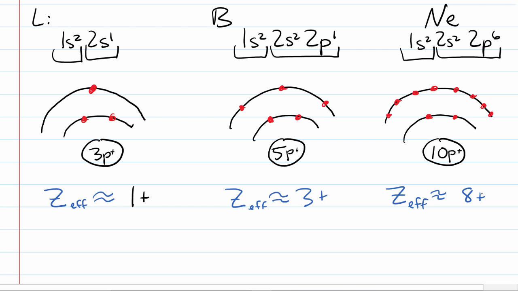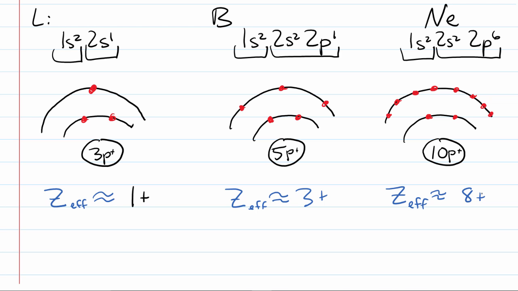8. And why is it 8? Well, how many shielding electrons are there? 2. There's 2 shielding electrons. That cancels out the effect of 2 protons. If it cancels out the effect of 2 protons, it's still effectively seeing 8 protons.